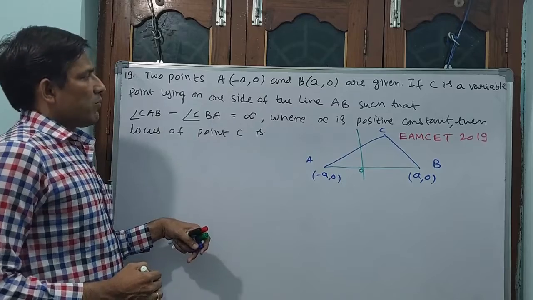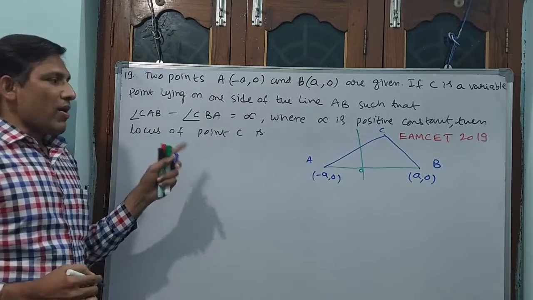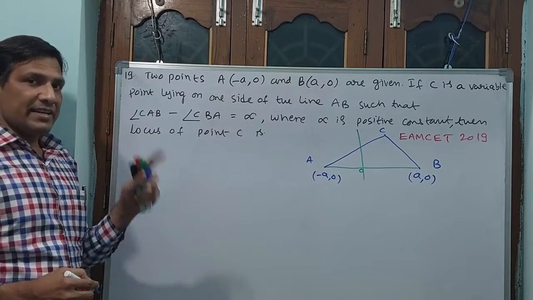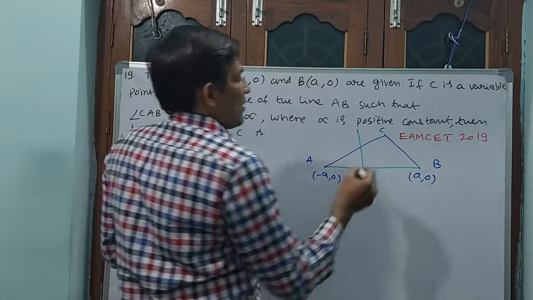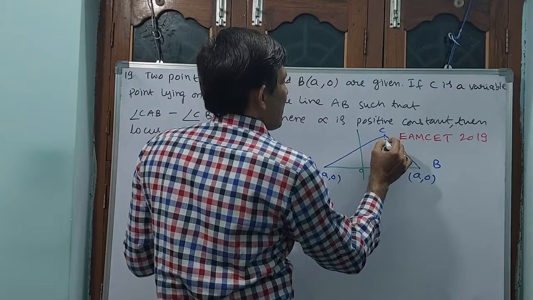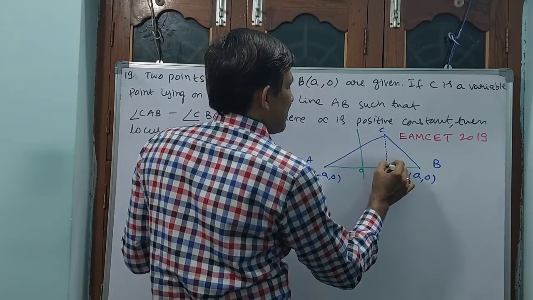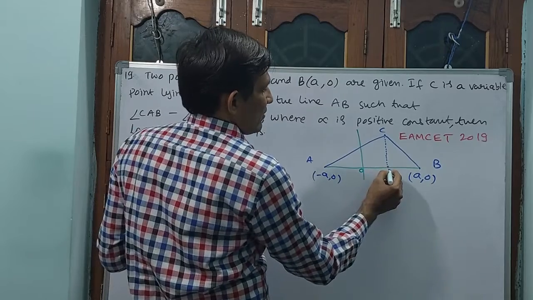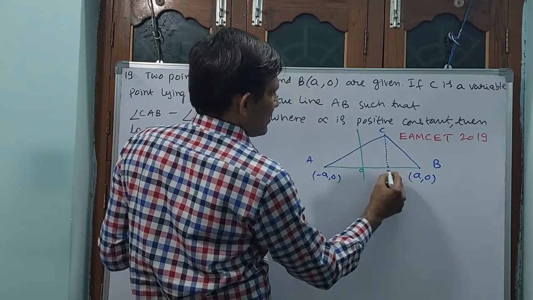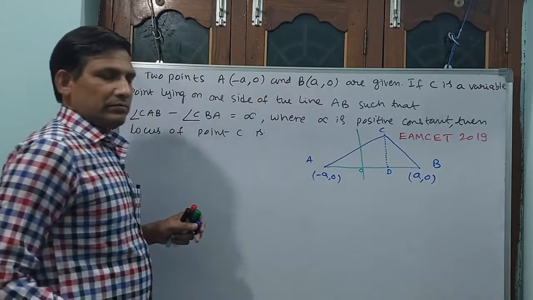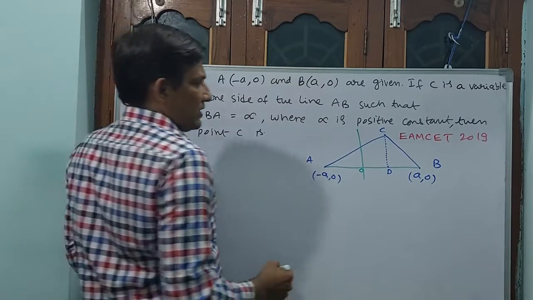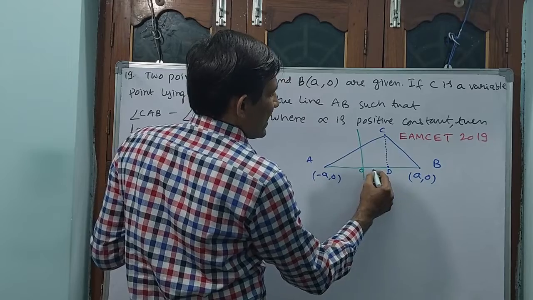Understand that point? From point C, you have to find the locus. That is important. That means C is (x, y). From C again you draw one parallel line. It will touch here. This point you can take as A, B, C or D. Okay, D.